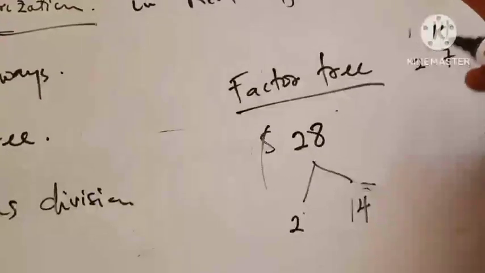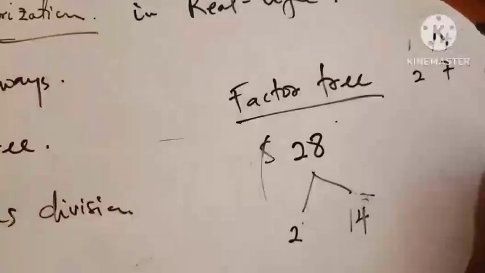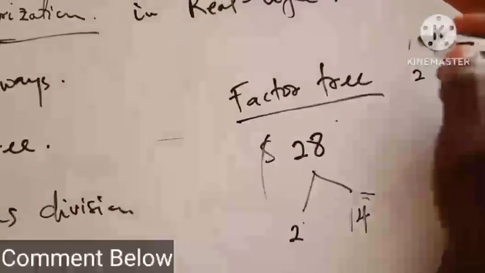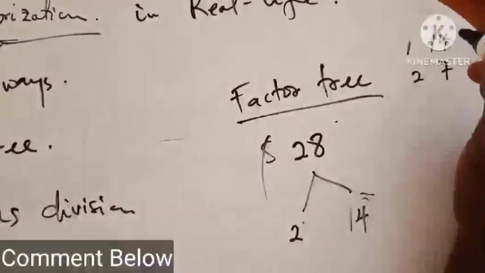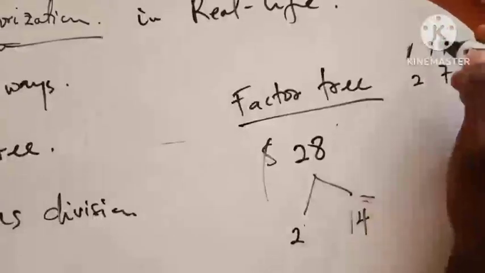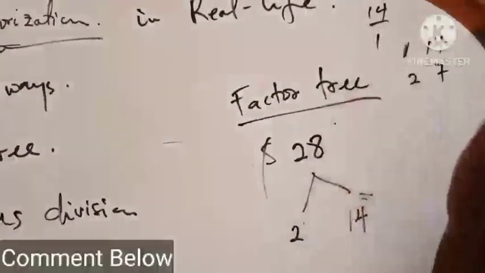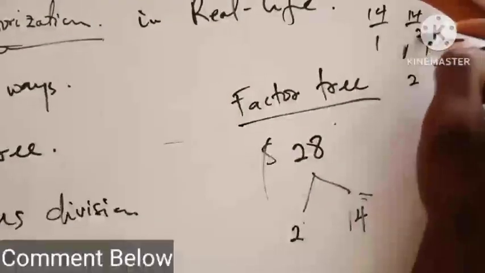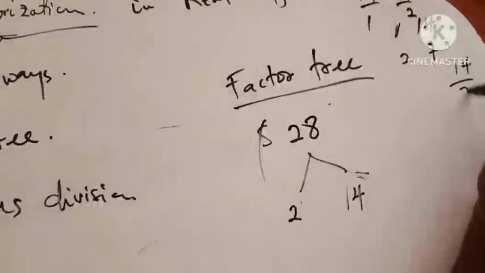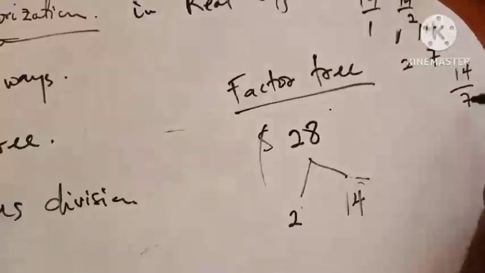Why? Because the definition of a prime number says that I can only have two factors, that is the 1 and the number itself, or it can only be divided by 1 and the number itself. Here 14 can be divided by 1, by 2, as well as by 7. Is that okay? Once I have more than this, it is not a prime number.